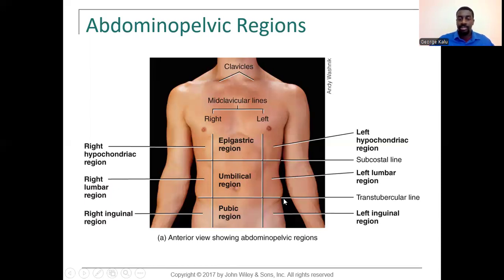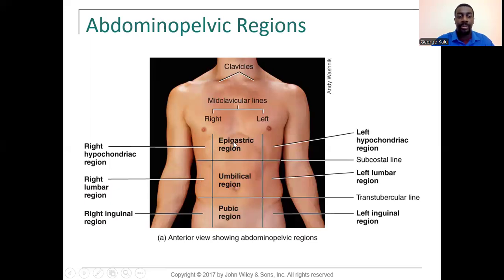But this is kind of where I always think of as the pudge area, where you get a little extra loving, your muffin top area. That's going to be where the last line is. And so we make this into a tic-tac-toe.